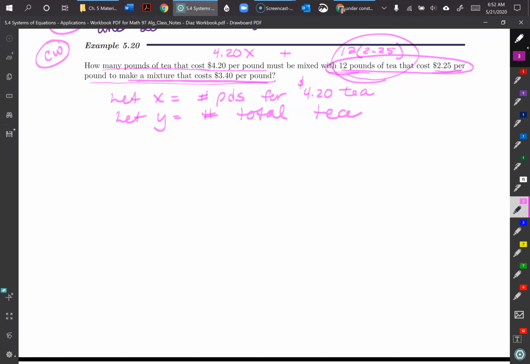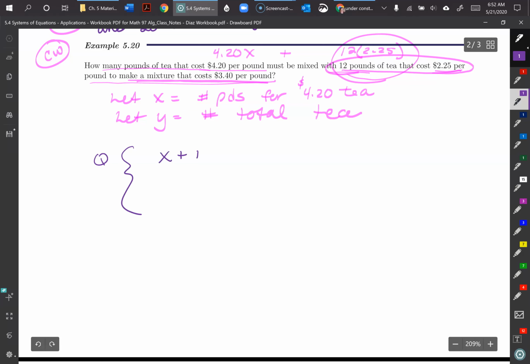And I think in this case, sometimes this one's just easier to do the old way we did in Chapter 4, but I do want you to go through the process of trying to set up a system. So again, our quantity equation for our system is going to be x plus 12, because that's the number of pounds for the more expensive tea plus 12 pounds of the cheaper tea equals y, total pounds. So that's tricky because we're used to going x plus y equals a number. But in this case, that's not what's happening here.